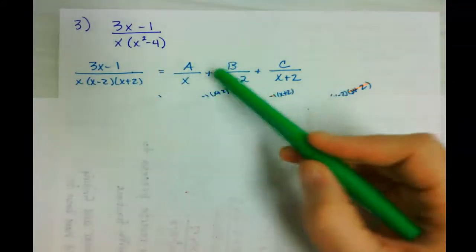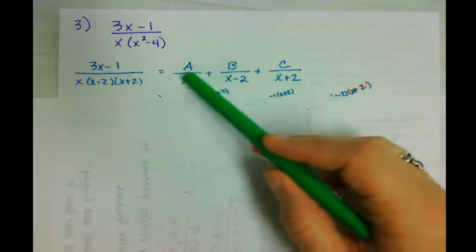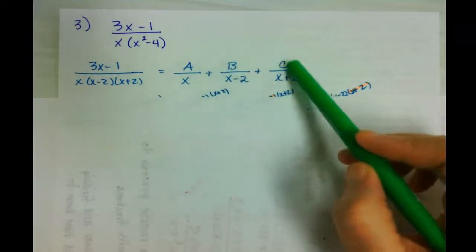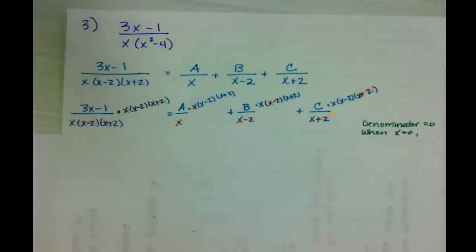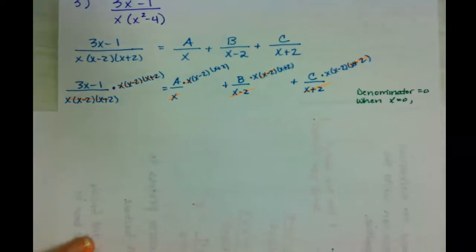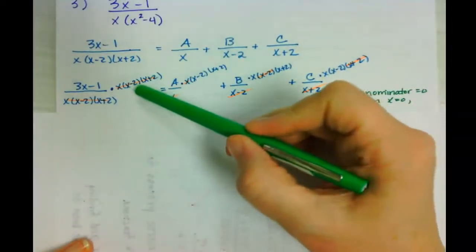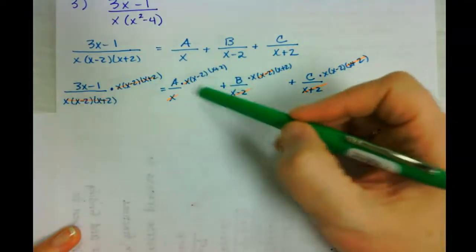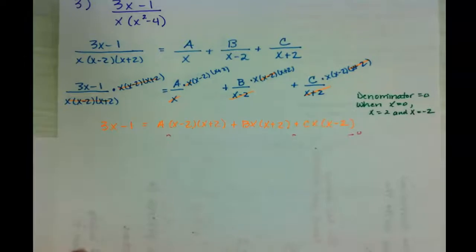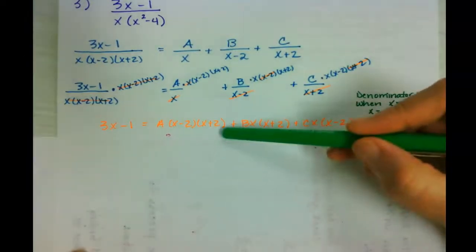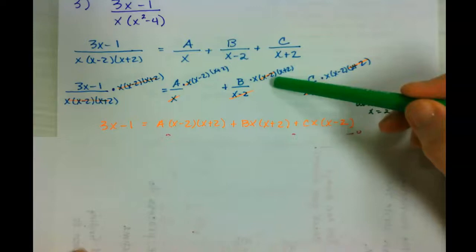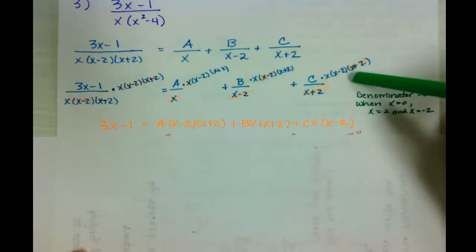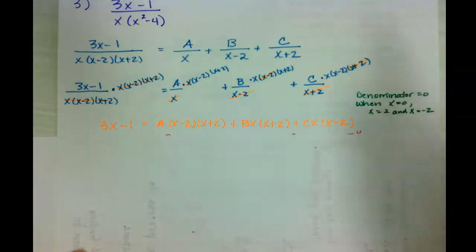So now I have 3 denominators, so I have 3 fractions, and I have 3 variables. So this time I'm going to have to solve for A, B, and C. So I need to get my substitution equation. So I'm going to multiply everything by x times x minus 2 times x plus 2. So everything here cancels, leaves me with 3x minus 1. The x's cancel here, so I'm left with A times x minus 2 times x plus 2. The x minus 2's cancel here, so I'm left with Bx times x plus 2. And the x plus 2's cancel here, so I'm left with Cx times the x minus 2.